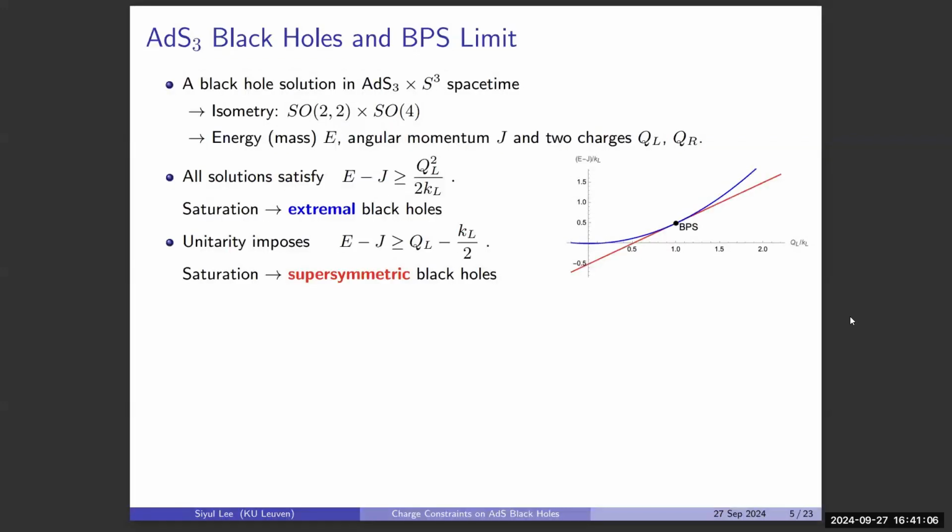These four quantities are not completely independent of each other, but all known black hole solutions satisfy this inequality, which can be drawn in this two-dimensional E minus J versus Q plane as the blue quadratic line. All black holes live on or above this blue curved line, and the ones that live on the blue line are extremal black holes, which have vanishing Hawking temperature.